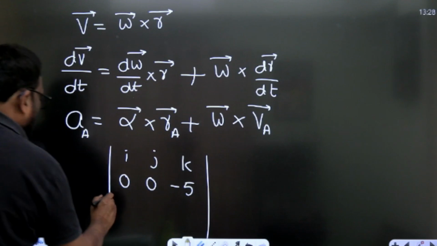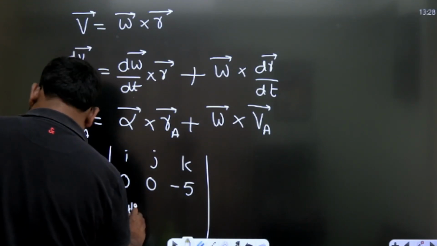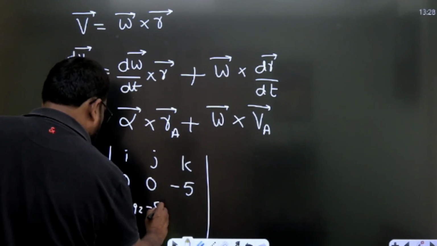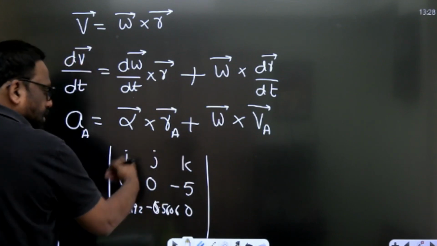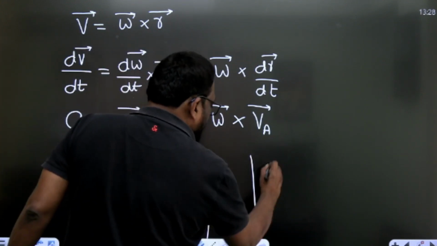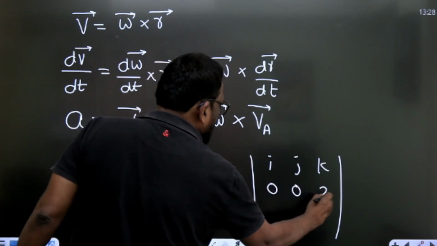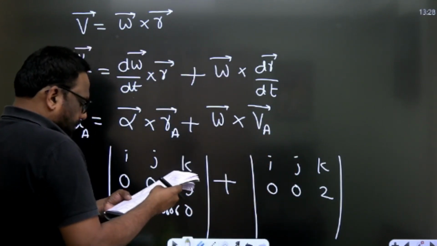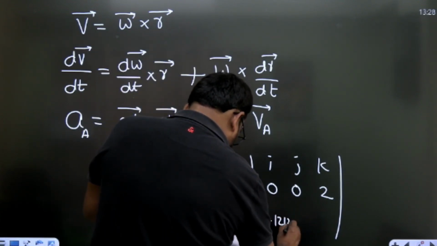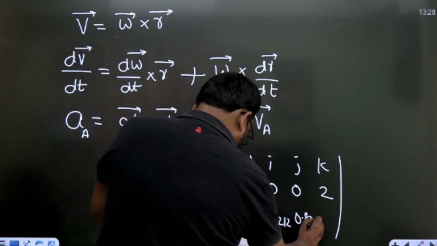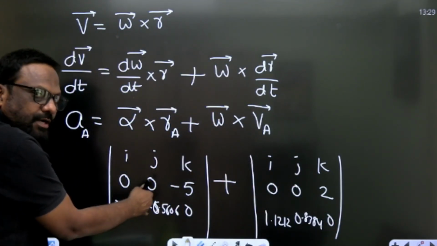And RA, just now we have calculated RA. What is RA, sir? 0.4192, and this is minus 0.5606, and this is 0. Take the cross product of this, plus omega, i j k, omega is already known, 0 0 2, and VA, just now we have calculated velocity. What is the velocity, sir? 1.1212 and 0.8384. If you are calculating this, you know how to calculate the cross product.